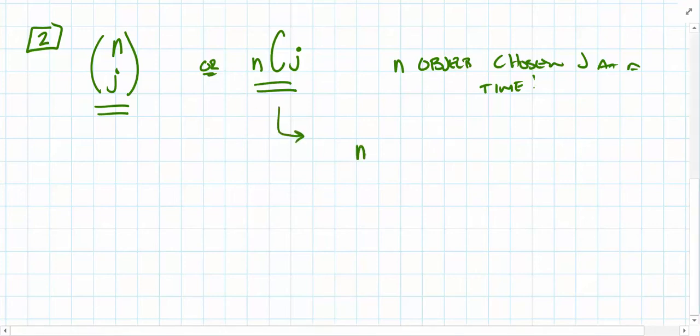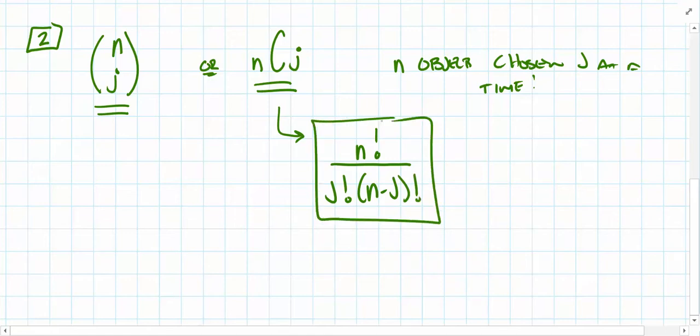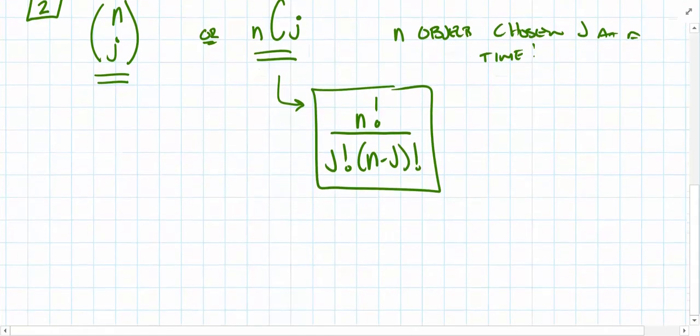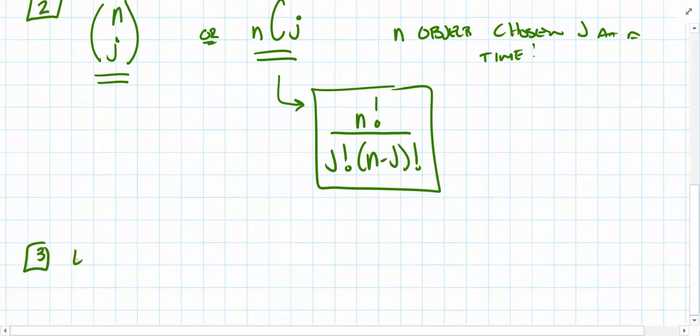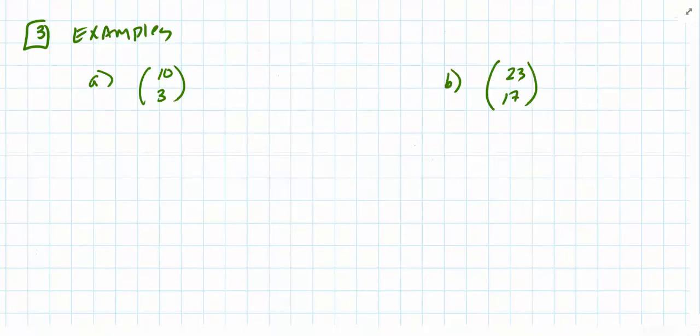So the formula for us is going to be n factorial all divided by j factorial times n minus j factorial. So this part right here, this is the piece that we need to understand. This is called n choose j. And let me give you some examples for that. All right, so two examples for this: 10 choose 3 and 23 choose 17.